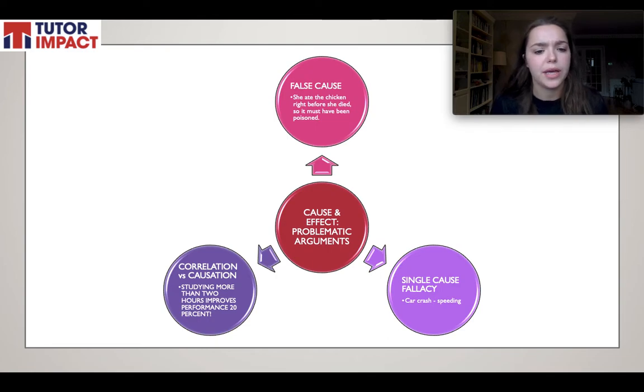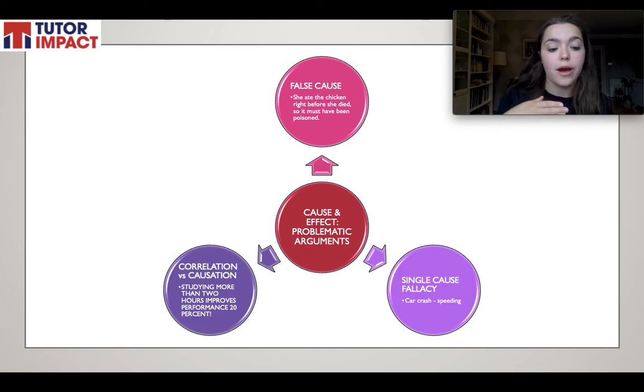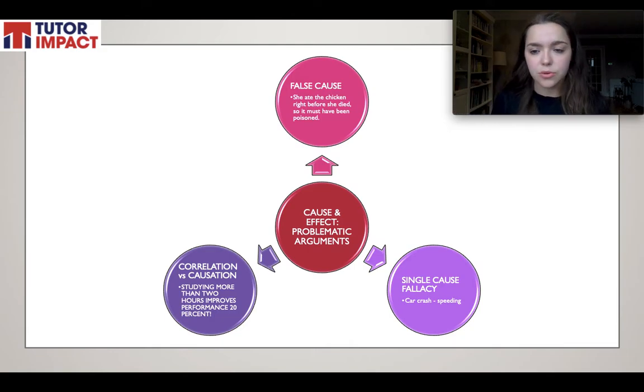We've got another example here. It says, there's a study which says studying more than 2 hours improves performance by 20%. That might be the headline for the study, and what the study actually showed was the students who studied more than 2 hours the night prior to the exam performed 20% better than those who didn't. This immediately suggests to us that the students perform better because they studied 2 hours before.